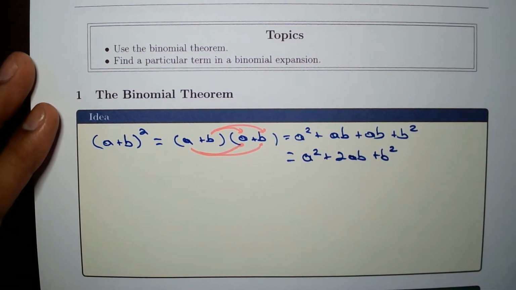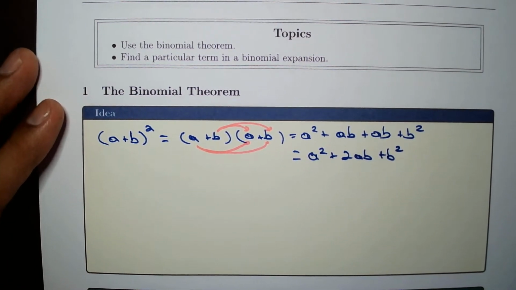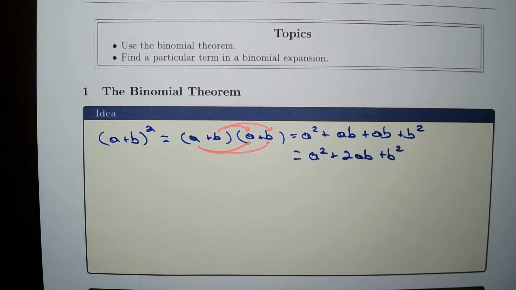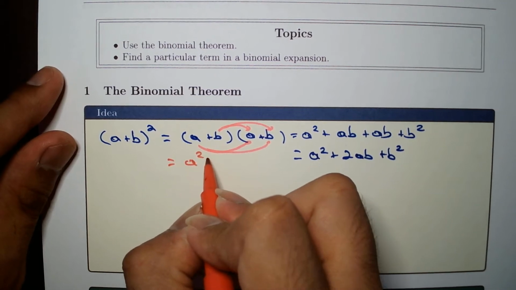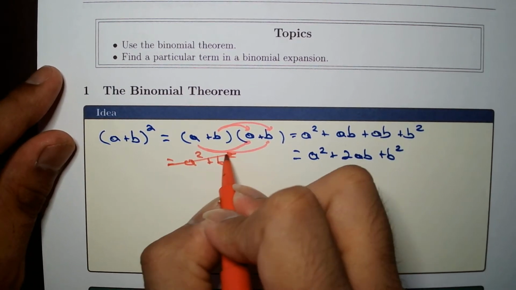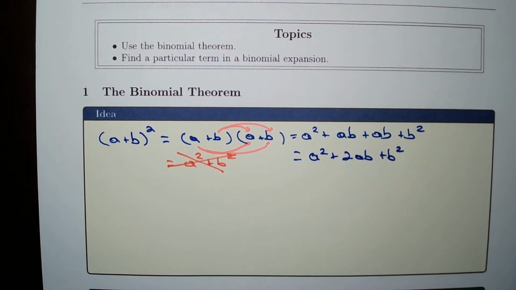Be careful, because it is very common to make the following mistake, that this is equal to a squared plus b squared, which is not correct. You don't want to do that.